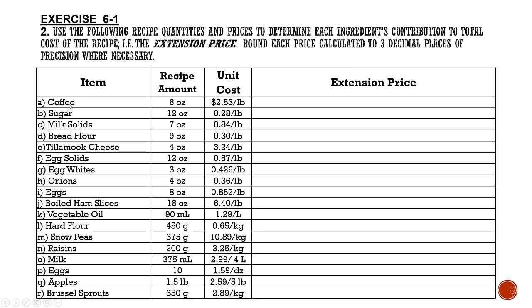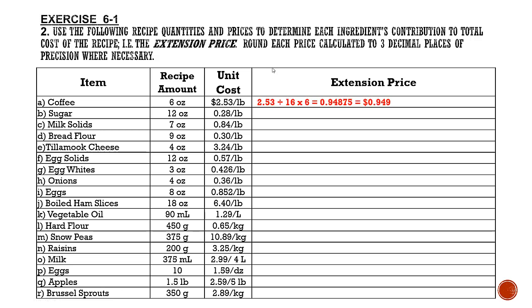So our recipe calls for 6 ounces of coffee. We paid $2.53 per pound. In this column, we want to eventually end up with what 6 ounces of coffee costs us. To do that, we need to figure out what 1 ounce costs and then get it to 6 ounces. So we are unit costing.